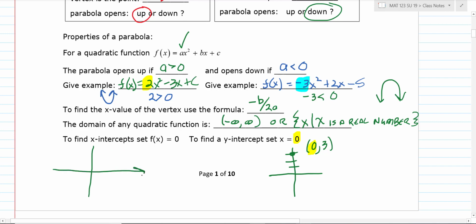The reasoning behind this other thing would be like this. Okay, that's an x-intercept. So the function value is what's equal to 0. Okay, so it's the y value or the function value that's 0.